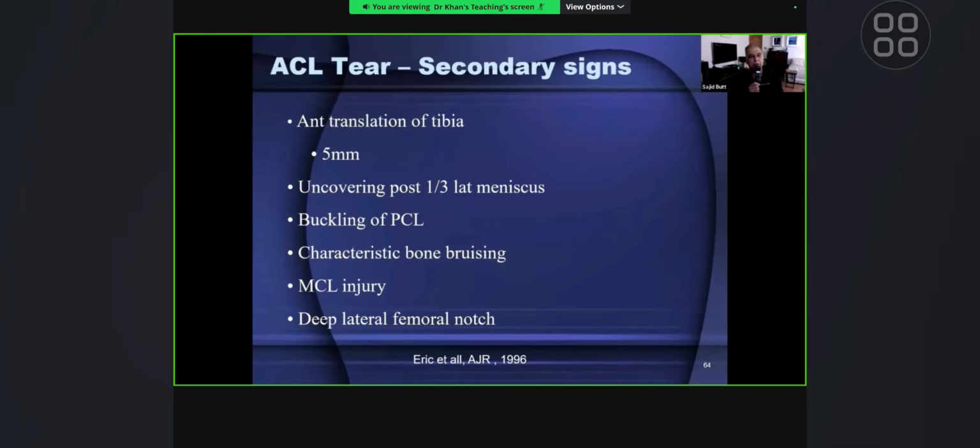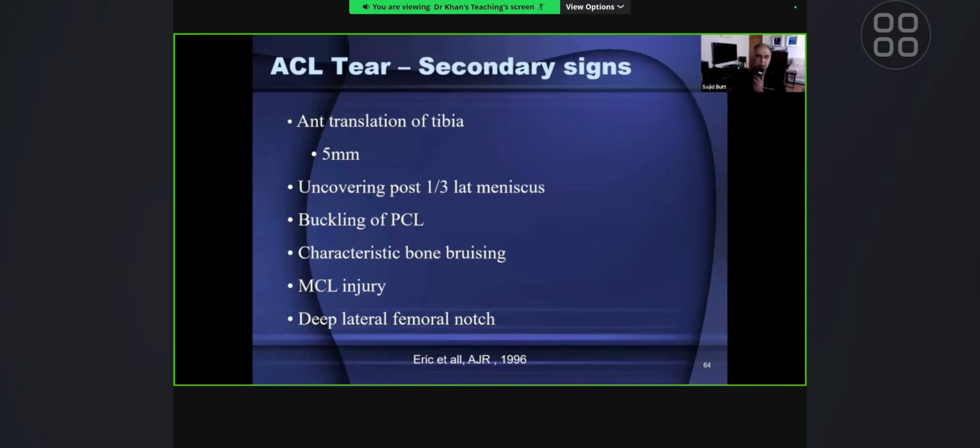The lateral condyle of tibia can travel more anteriorly. I think it's more than 5 millimeters. It's about 7 to 10 millimeters at least, if you compare it from the back end of the lateral femoral condyle. The posterior 1/3 of lateral meniscus gets uncovered because of the anterior position of the tibia. The posterior cruciate ligament will get buckled. You will get a characteristic bone bruising present on the lateral femoral condyle and the medial femoral and tibial condyles. You will end up with injury to the medial collateral ligament and a deep lateral femoral notch.